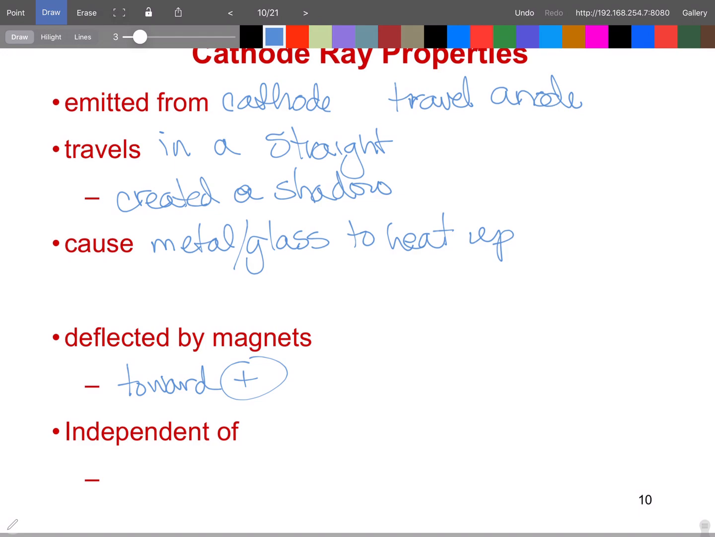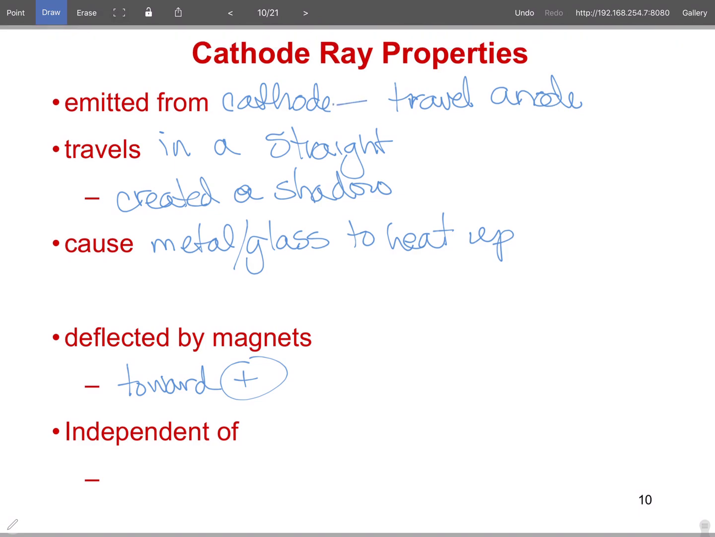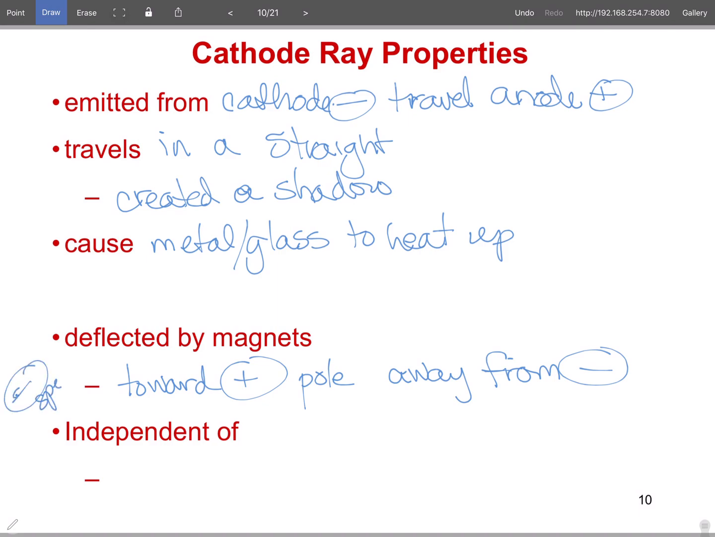Oh yeah, this is opposite. This is an electric thing. So the cathode is negative and the anode here is positive because it's an electrolytic. I just finished doing electrochemistry. Okay, so we're towards the positive pole, away from the negative. And what that tells you is that it is a negative species because it would be attracted to positive and deflected from negative. And what they found is it was independent of the cathode material.